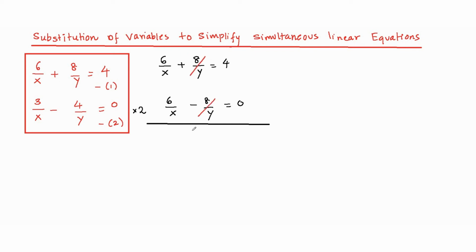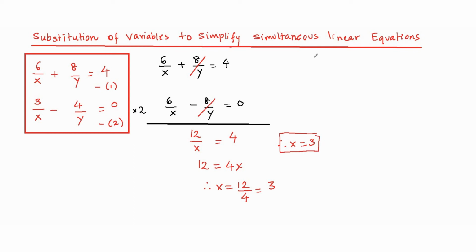So 6 by x plus 6 by x becomes 12 upon x is equal to 4 plus 0, which is equal to 4, which means 12 is equal to 4x, and therefore x is equal to 12 by 4, which equals 3. Therefore, the value of x is equal to 3.